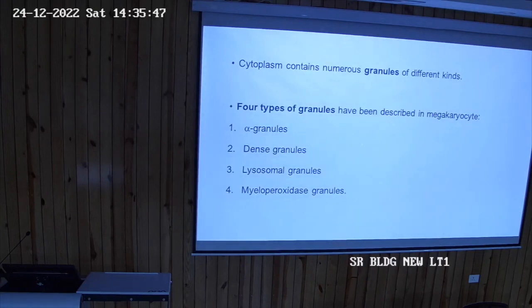Now here comes the picture of the structure of platelets. Another important question is the structure of platelet. So in that structure of platelet, you have to write down what the different granules are and what the different proteins present in platelets are. These are the different granules, 4 types of granules. They have been described in this megakaryocyte. Alpha granules, dense granules, lysosomal granules and myeloperoxidase granules.